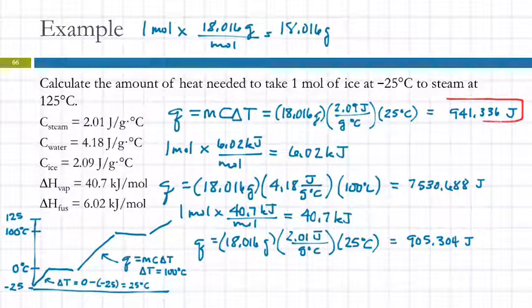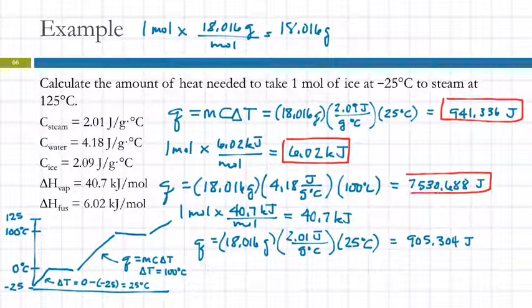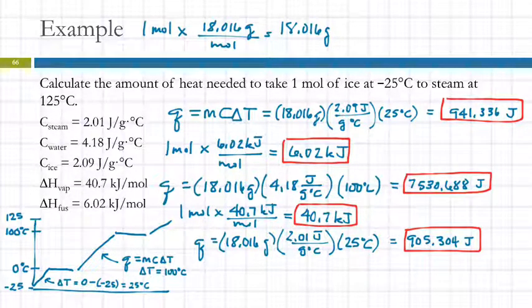So we've got this amount of heat needed to heat up the ice until it gets to the melting point. This is the amount needed to melt the ice. This is the amount of energy needed to heat the water to the boiling point. This is the amount of energy needed to boil the water. And here is to heat the steam. We need to add all 5 of those together. 3 of them have units of joules. 2 of them have units of kilojoules. Right? It is funny.